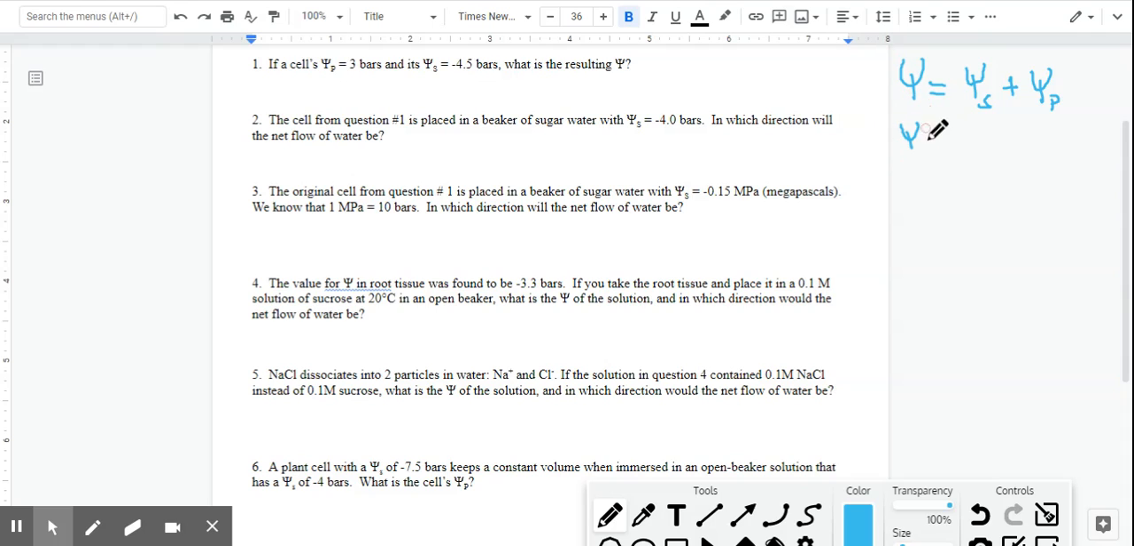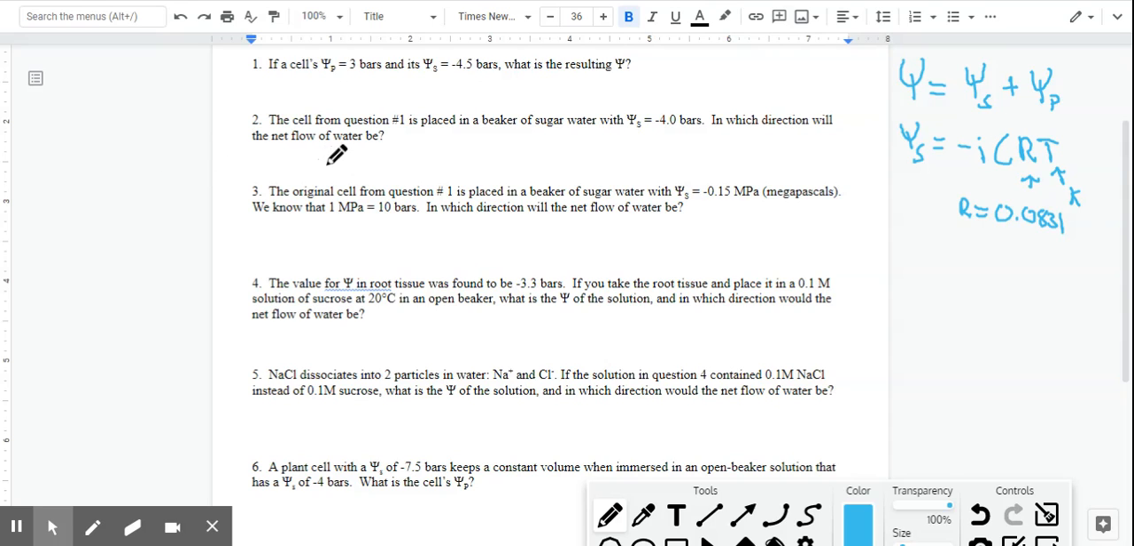Additionally, there's one other equation that is going to factor in a few times. To calculate our solute potential, we have negative i, C, R, T as our second equation. A few things about this: this T must be in Kelvin. Don't forget our R value is 0.0831. This C is going to be our concentration, and this i is the ionization constant, and we'll talk about those when we get to some actual examples.